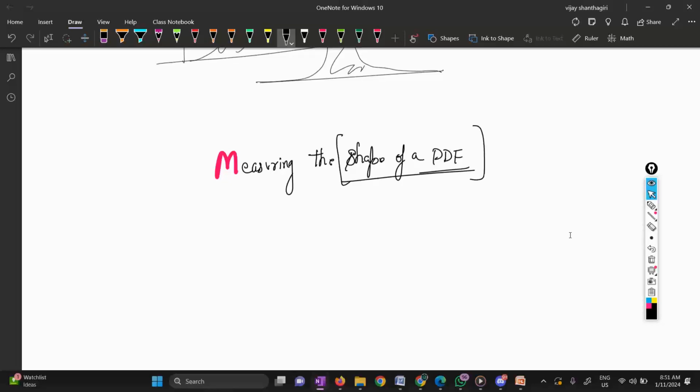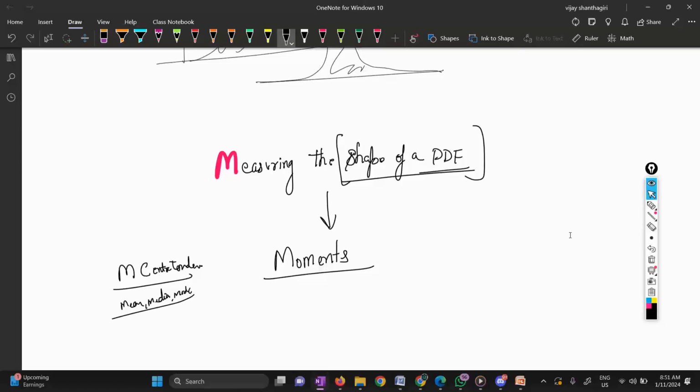Once you measure the shape of the PDF, you sort of redefine a new way of looking at statistics using something called moments. Like how the first was what? First was measures of central tendency. This was mean, median, mode. Measures of central tendency were 3. Moments are actually 4. What are those?